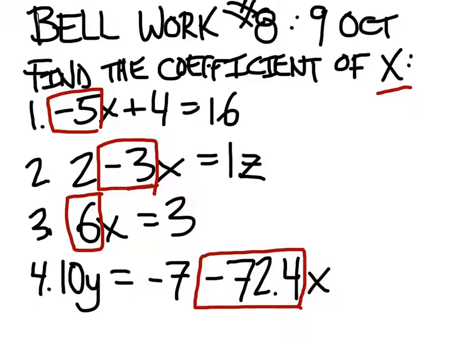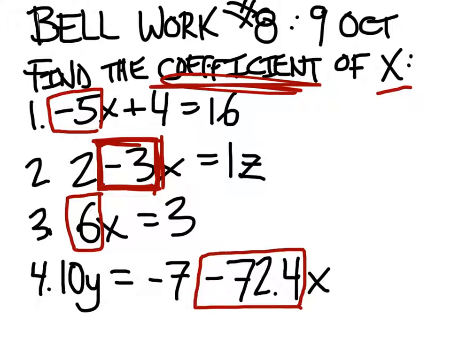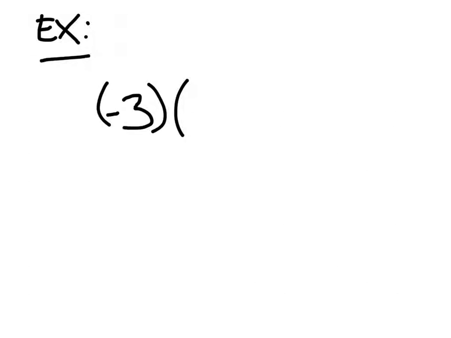Okay? Very good. So remember, when you're looking at these, the coefficient is just the number in front of the letter. But it also must take the operation with it. Okay? Like on number 2. So what you're talking about is, for example, like if we had -3 times -5x. Is that what you're talking about?